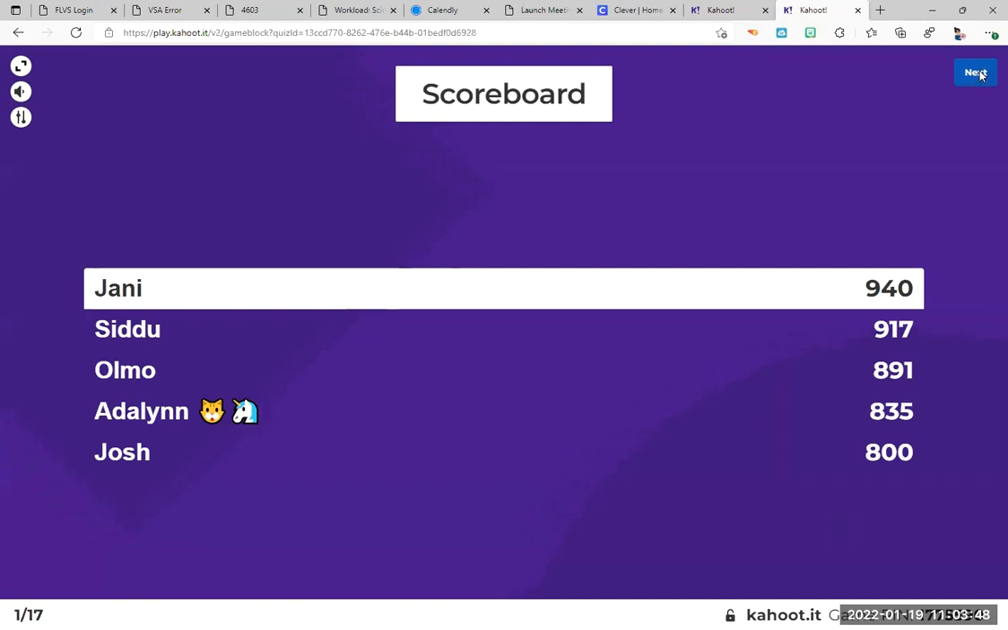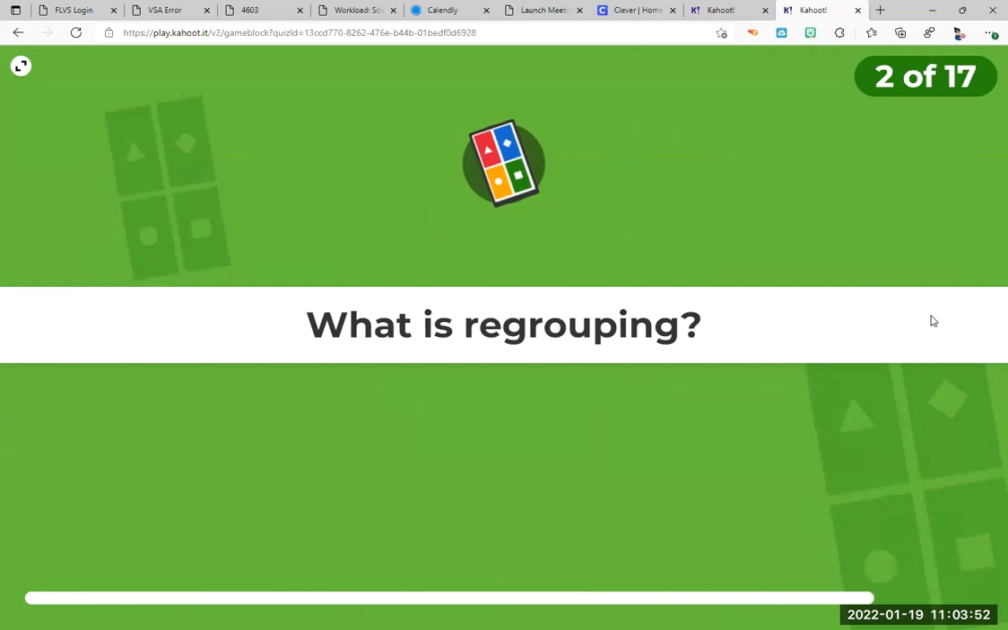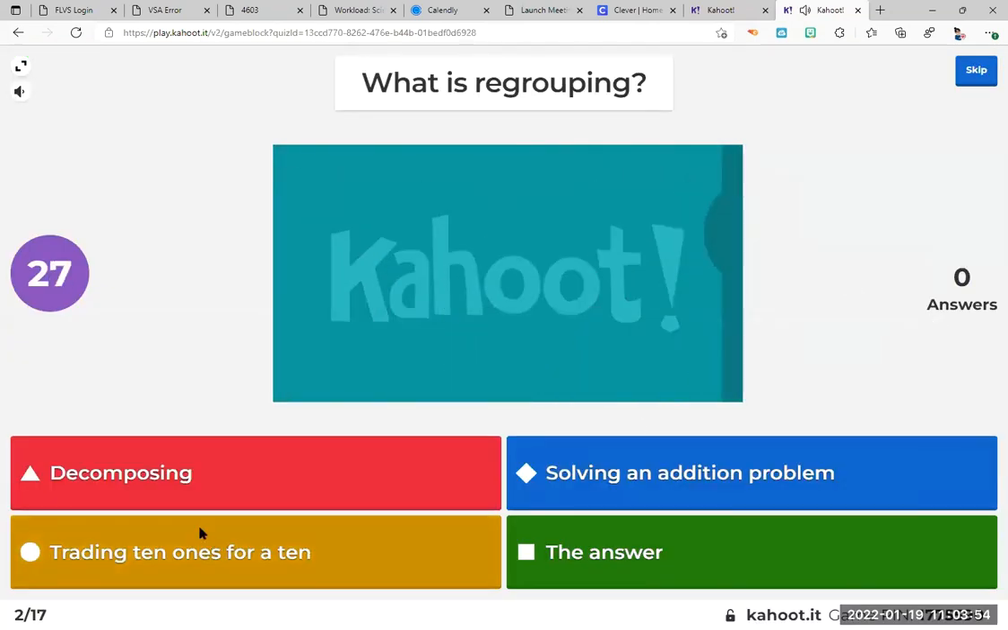And everybody got great scores. Let's try the next one. What is regrouping? Is it decomposing or breaking apart? Is it trading 10 baby ones for a 10? Is it solving an addition problem? Or is regrouping just called the answer? Decomposing, trading 10 baby ones for a 10, solving an addition problem, or the answer?